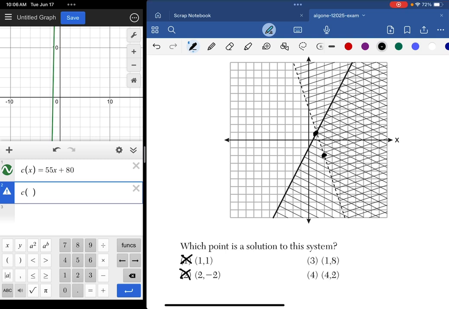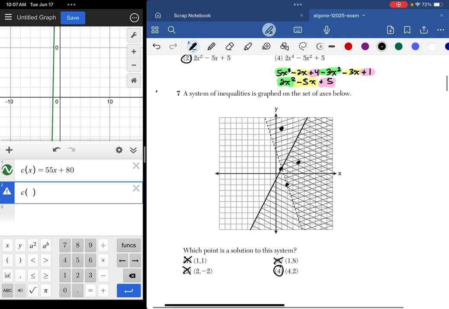1, 8. 1, 2, 3, 4, 5, 6, 7, 8. That goes up here. It's not in the double shaded area, so that's out. 1, 2, 3, 4, 1, 2. That is squarely in the double shaded area. So we're looking at choice 4 here for number 7.